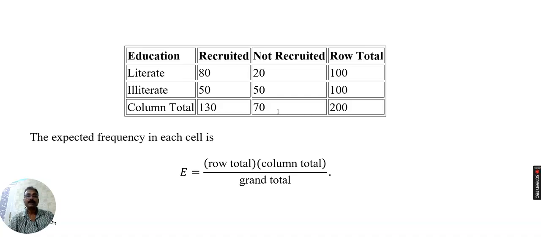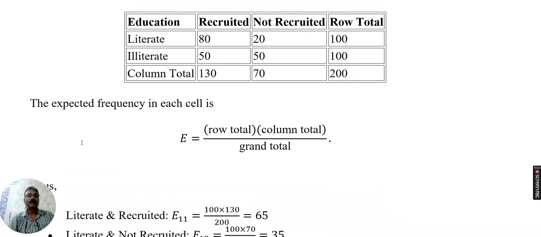How can you proceed? First, you prepare this table. Recruited, not recruited, total is 100. Similarly, for illiterate, 50 recruited, 50 not recruited, total is 100. This is known as the row total, so you have to add the row and calculate the row total. Similarly, you have to add the column and calculate the column total. 50 plus 80, 130, 20 plus 50, 70. This is the column total.